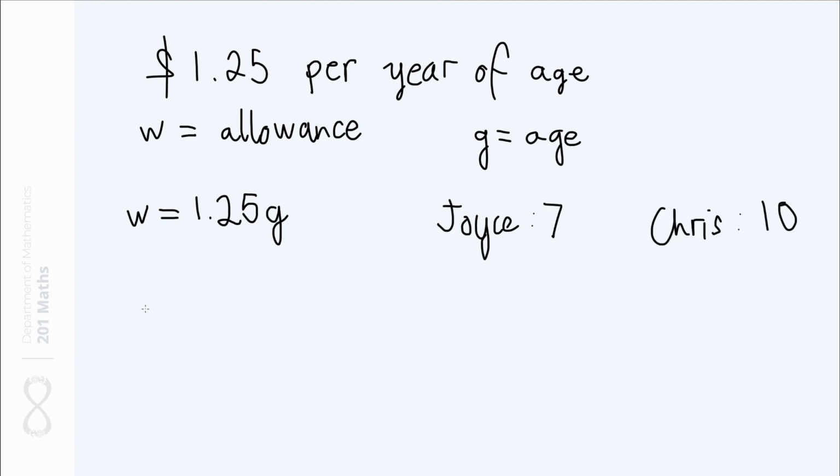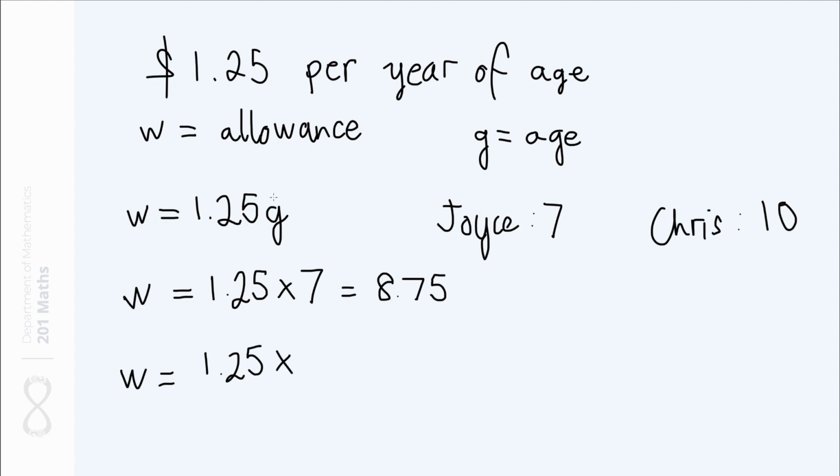Now let's say that in the family there are two children, Joyce, who is 7, and Chris, who is 10. So for each of the children, we will substitute the G for their respective number, 7 and 10. The Joyce equation then is W equals 1.25 times 7, which gives 8.75. So Joyce gets a weekly allowance of $8.75. Now for Chris, we have W equals 1.25 times, and here we substitute G by the respective number, his age, which is 10, and we get $12.50.